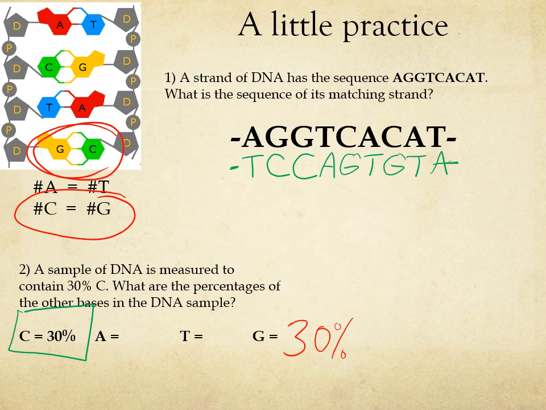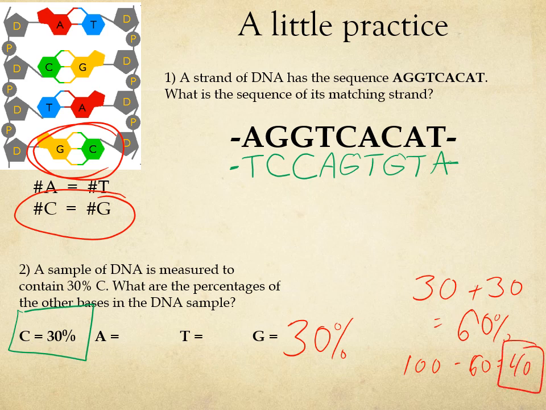Now we just have to figure out the others by doing a little bit of math. I see that C is 30% and G is also 30%. So 30 plus 30 is going to give us 60% of our molecule. So the other 40%, 100 minus 60, is what we have left to work with. That means the A and the T together have to add up to 40%. And since they have to be the exact same number, it's just 40 divided by 2. And that's going to give us 20% each for both the A and the T.